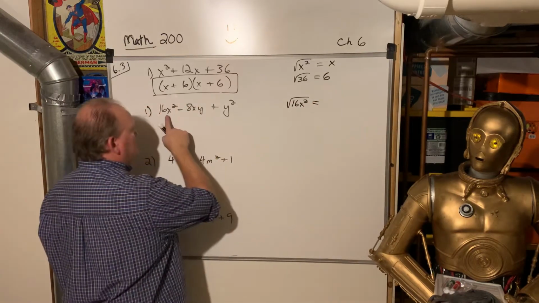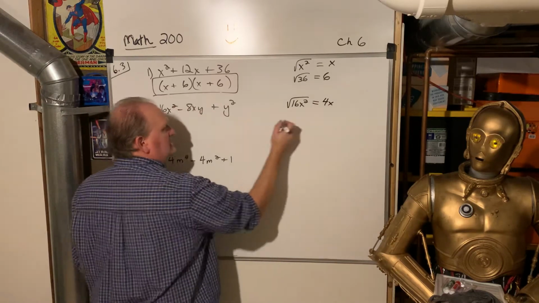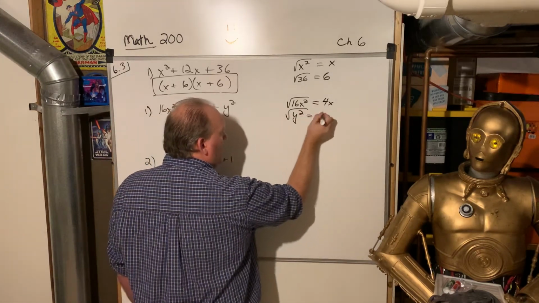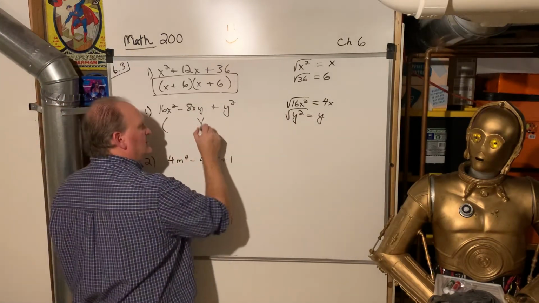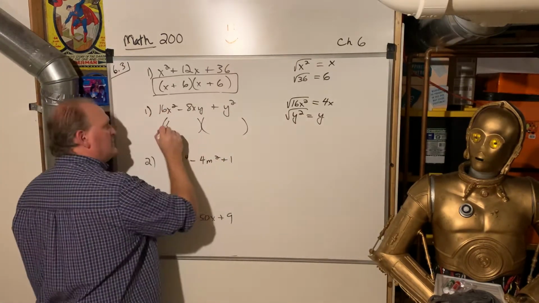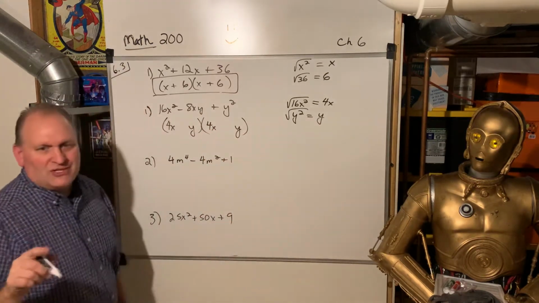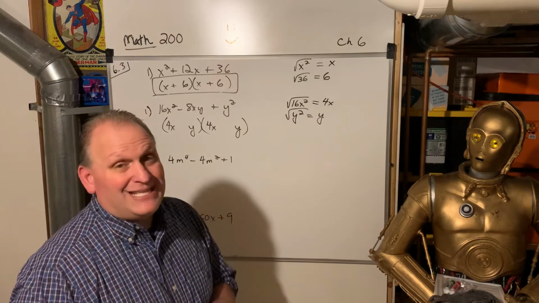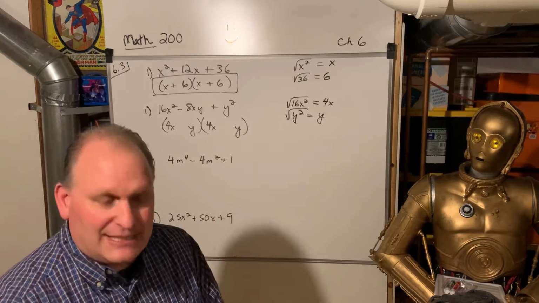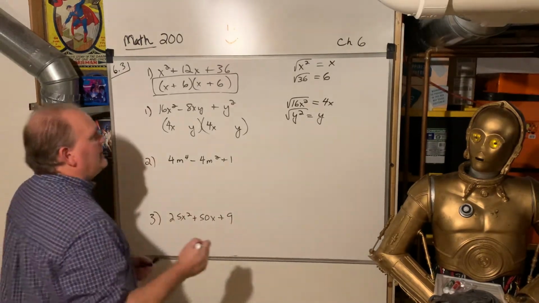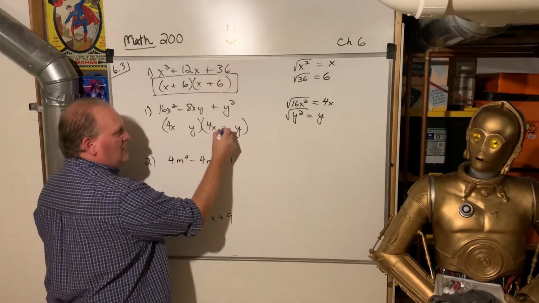So what times itself gives you 16x squared? That would be 4x times 4x. What times itself gives you y squared? That would be y. And you're done. Oh, there is one part. Wait, I'm selling it as too easy. So we go 4x and y, and 4x and y, but now here's the $1 million question: it's got to be the same thing times itself, but should it be plus plus or minus minus? If you just said to the screen minus minus, you are correct.